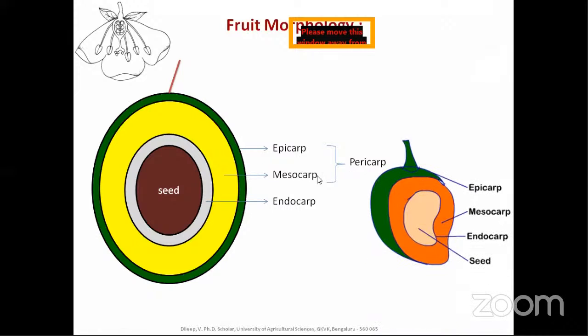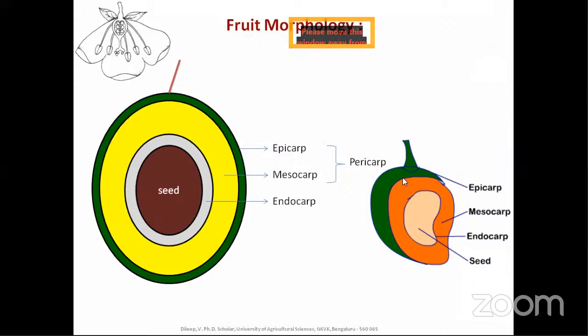We can see this type of demarcation in some fruits, and there will be some modifications also that we will see further. You have to be 100% thorough with this, because the edible portion, the fruit modification, and the type of fruit are all based on these things. So you should definitely be 100% thorough: epicarp, mesocarp, and endocarp. The mesocarp and epicarp together are called pericarp.